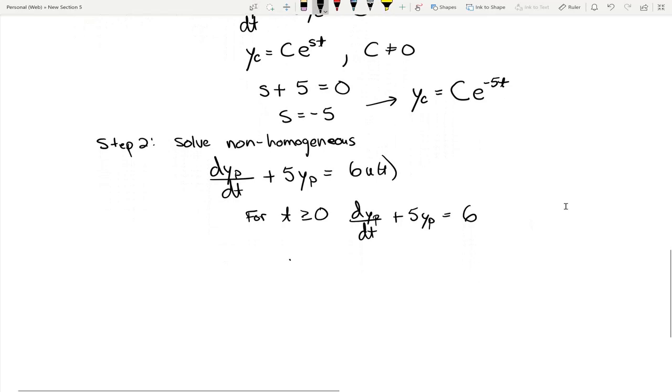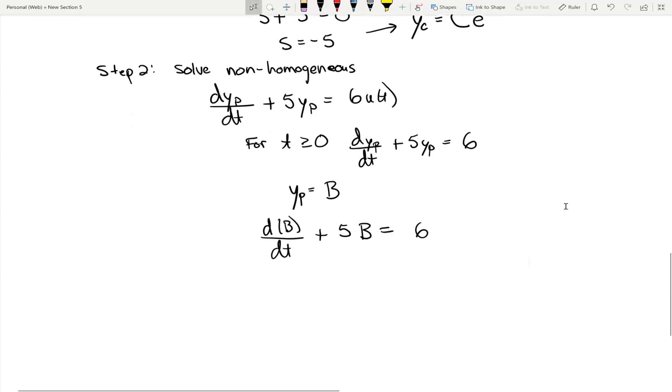So I'm going to use undetermined coefficients again. I know that if I have a constant source, that's likely to give rise to a constant output. So I'm going to say y sub p is equal to some constant b. So I have db by dt plus 5b equals 6, like that. And this term becomes 0, and I have 5b equals 6, where b must be equal to 6/5.